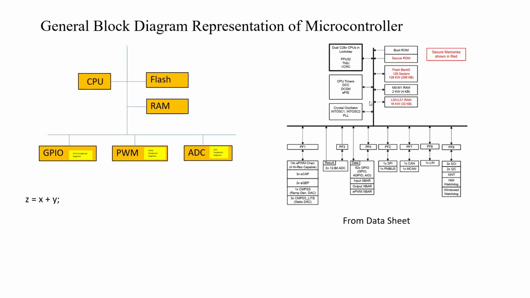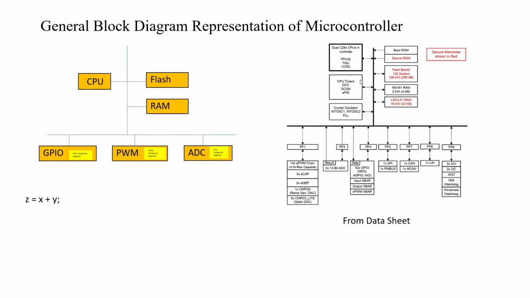The right side is the same block diagram representation, which I took from the datasheet. The dual C28x CPU is in lockstep. Lockstep is a feature where the same function can be executed in two different places. FPU32 is a floating point unit. TMU is a trigonometric math unit. VCRC is a cyclic redundancy check unit. These are inbuilt hardware units which help to run some instructions at a very quick rate inside the CPU itself.